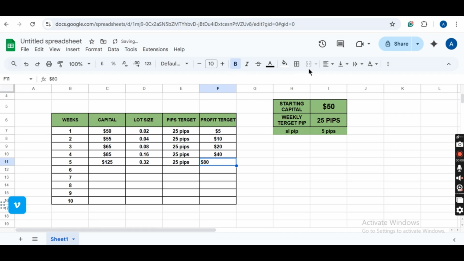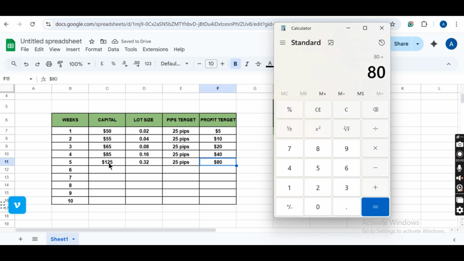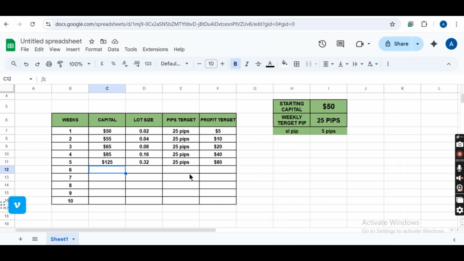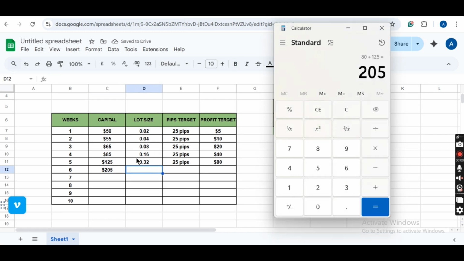So this is going to be our target for week 5, and so $80 plus initial capital da muka fara week 5, which is $125, is going to give us $205. So week 6, zamu fara week 6 with a capital of $205. So the next thing here is lot size.